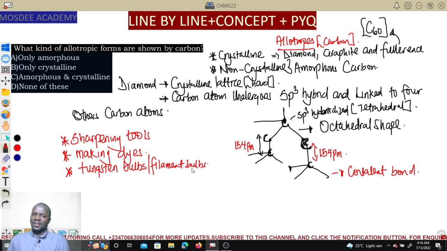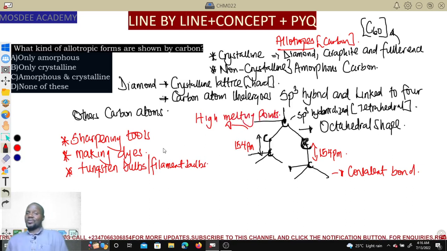But you might ask me why diamond is covalent and you expect covalent bond to be soft. But why are they hard? Because they have a high melting point. Diamond also has a high melting point. These are things you've studied before in your junior classes, which I believe you study. They contain both amorphous and crystalline will be the answer to this.